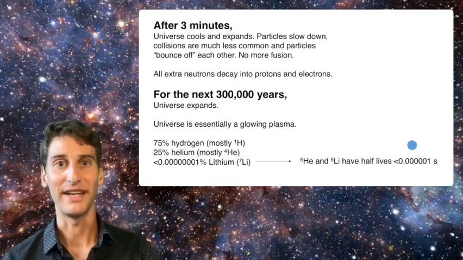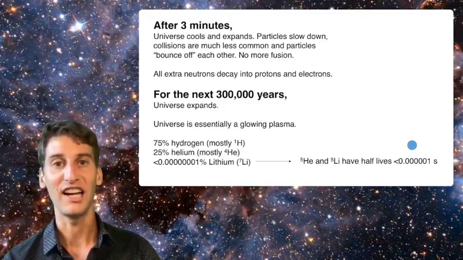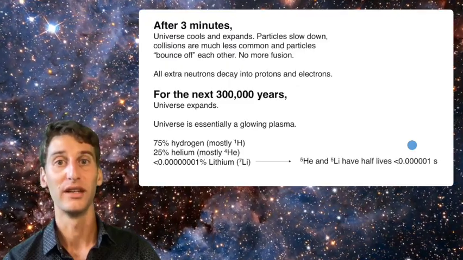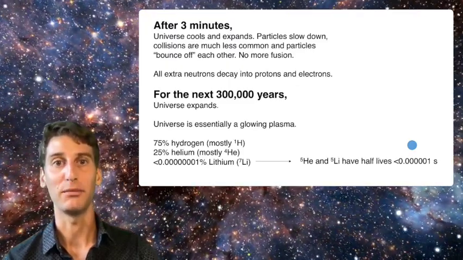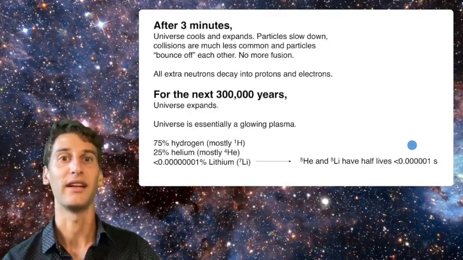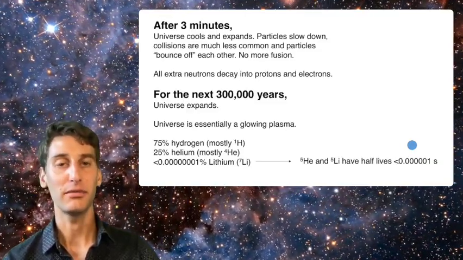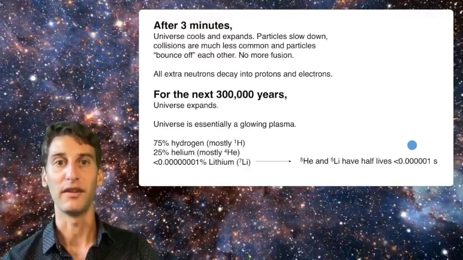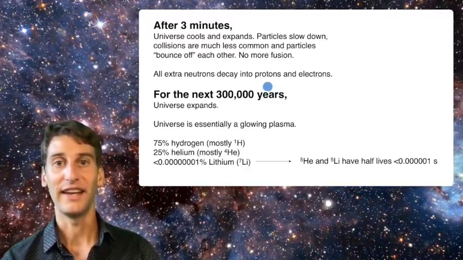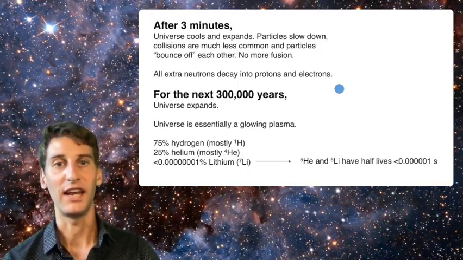But after 3 minutes, the game is over. The universe has expanded in this time, and so things have cooled. And so after 3 minutes, things aren't moving fast enough to keep this fusion going. And so instead you have these ricochets, right? Everything is still a plasma, but there's no combination of nuclei. Things are not moving fast enough. And then, after maybe a half hour or so, most of the neutrons have decayed away.